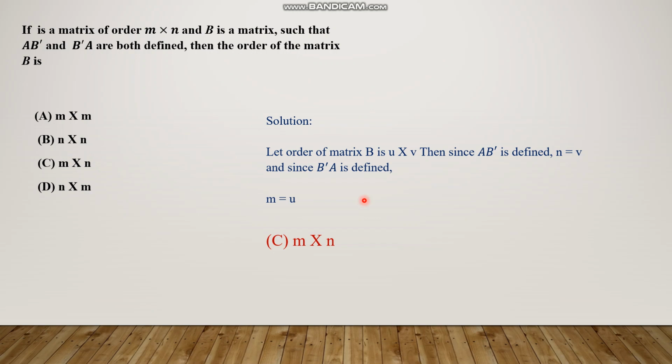You don't have to work this much actually. If you observe this, if a matrix A is given of any order, and if AB dash and B dash A both are defined, then the order of matrix B is the same as the order of the given matrix A. Even if they give it in numbers, you get the same answer. You don't have to worry about the working of these things. You just write the question's order as the answer's order.